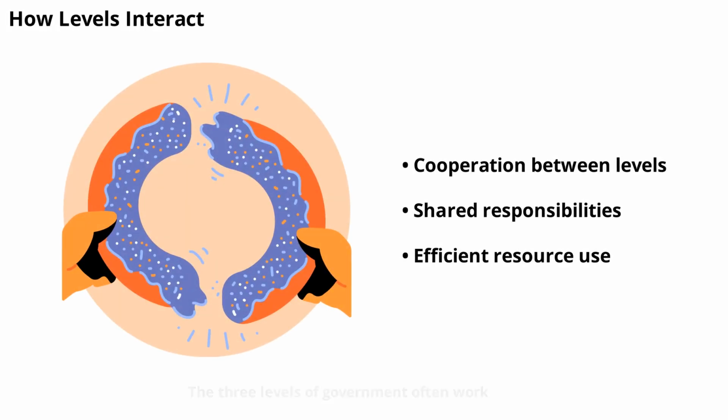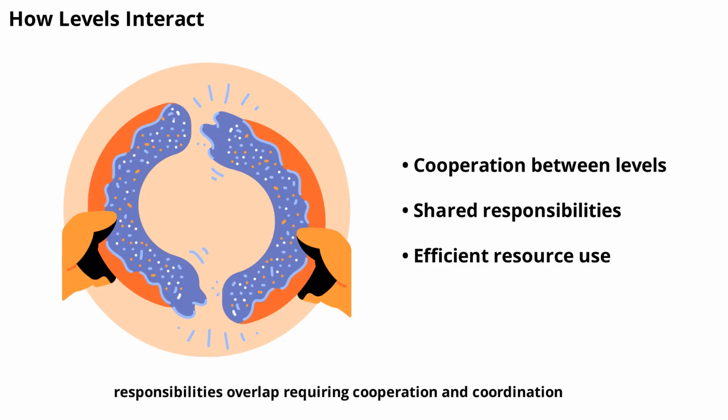The three levels of government often work together to solve problems and provide services. For example, federal funds may support state education programs, while local governments implement them. Sometimes, responsibilities overlap, requiring cooperation and coordination. This interaction ensures that resources are used efficiently and that citizens receive the services they need.